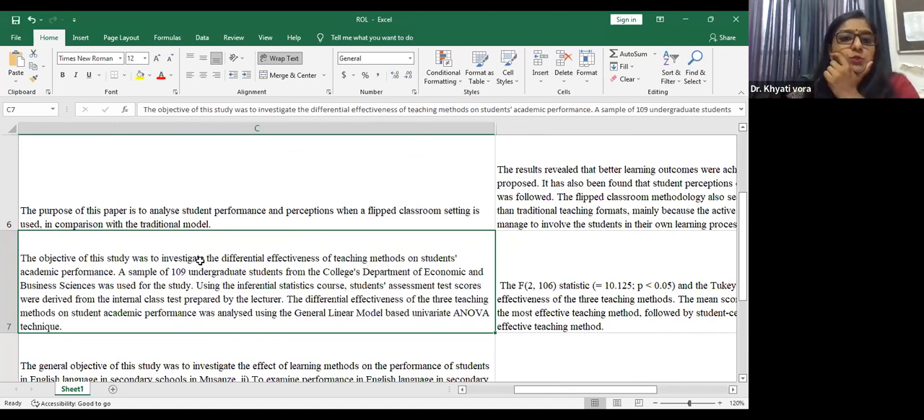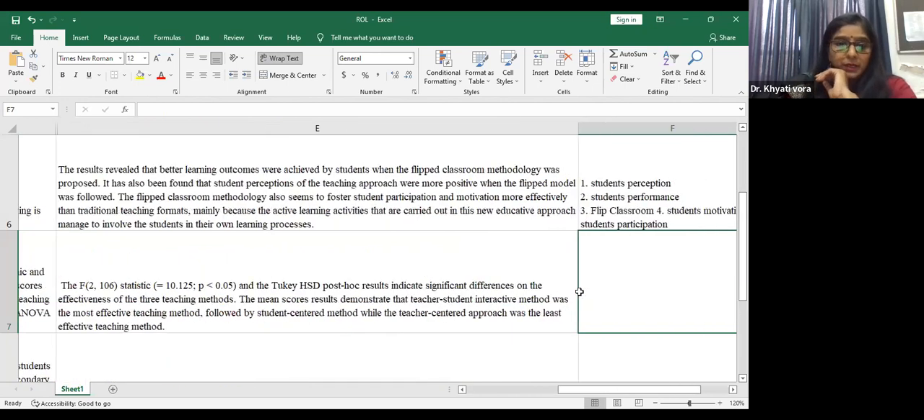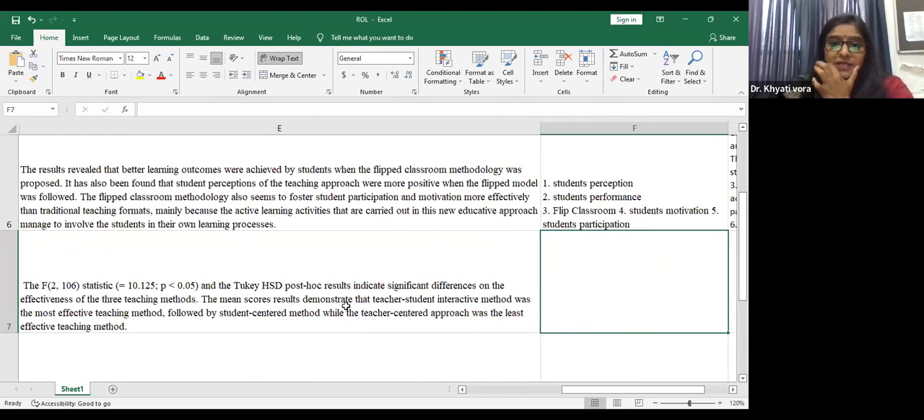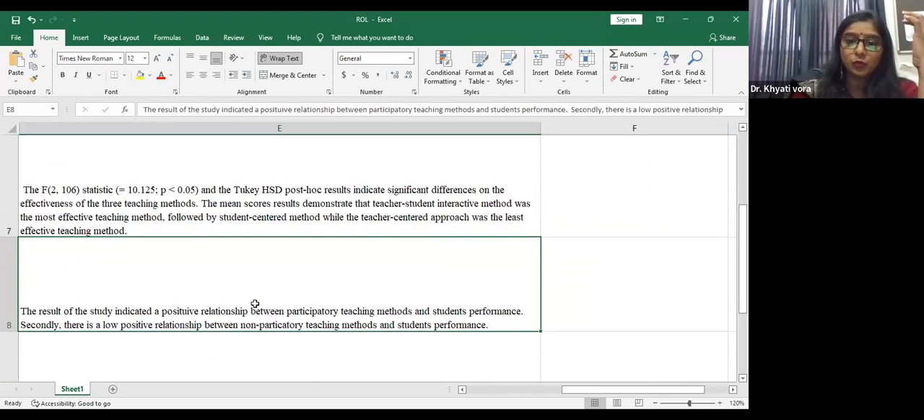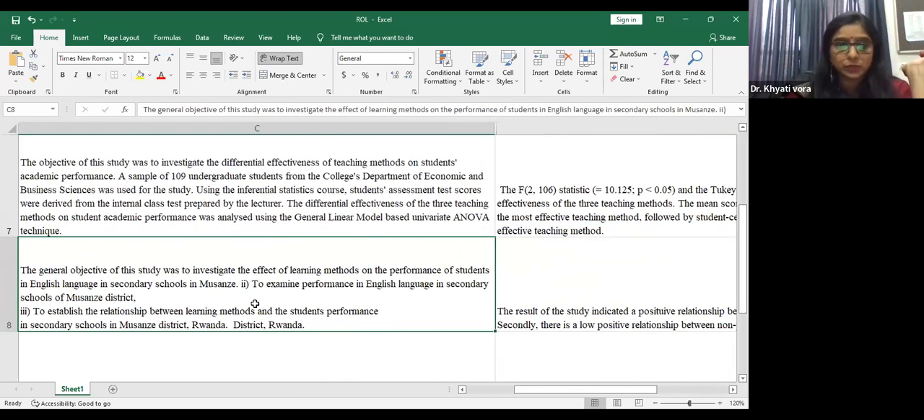The objective of this study is to investigate the differential effectiveness of teaching methods on students' academic performance. The differential effectiveness of the three teaching methods. उन्होंने तीन teaching methods ली थी. तीनों teaching methods का differential effect देखना है. Outcome ये रहा. The mean score of the result demonstrates that the interactive method was most effective teaching method, followed by the student centered method, while teacher centered approach was the least. अच्छा ये है ना differences पर है. We'll work on relationship. You can skip this part. You can come down to this.